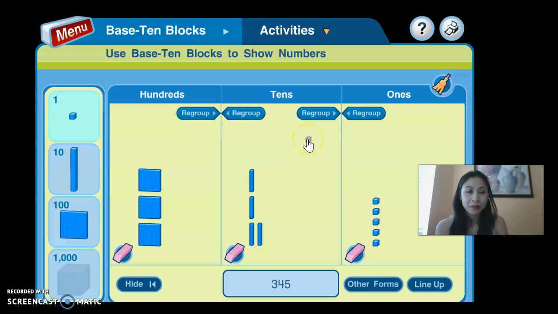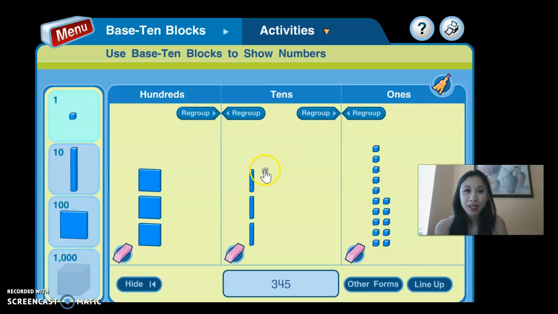Let's start by trying to see if I can take a 10, break it up, and when I break that 10 up, it's going to become smaller units. So let's do it and see what happens. Do you see what happened?